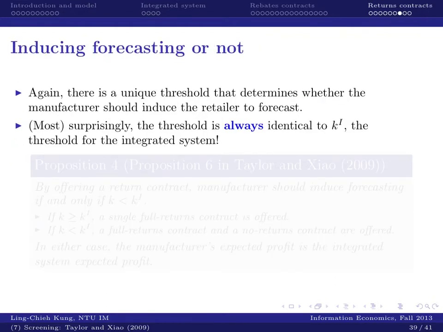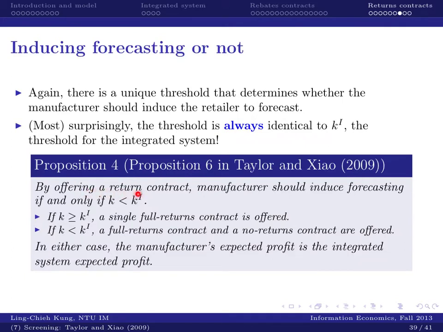So now again, there is a unique threshold that determines whether the manufacturer should induce the retailer to forecast or not. So we are discussing the forecasting or not issue. Surprisingly, the threshold is always identical to KI. Okay? And exactly that means the system, the channel, the supply chain will be coordinated. So by offering a return contract, the manufacturer should induce forecasting if and only if K is small. The interesting thing is that this threshold is always identical to the system optimal threshold.